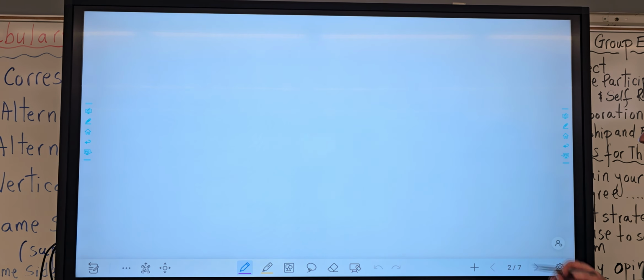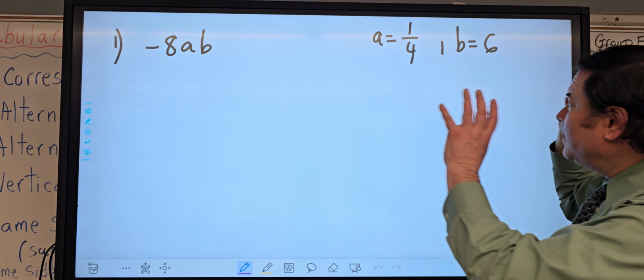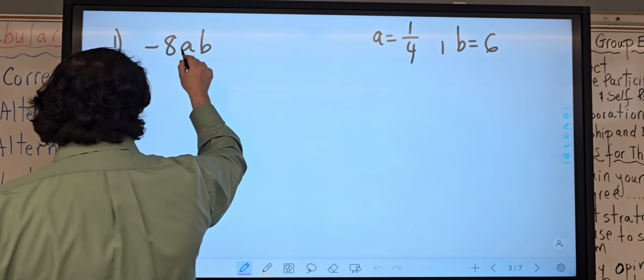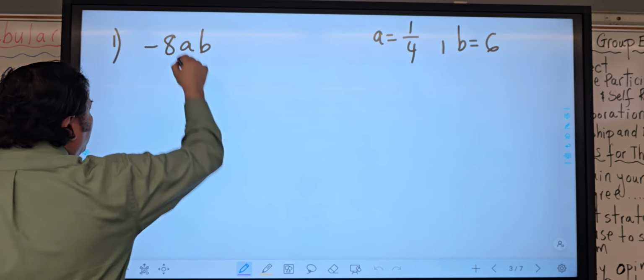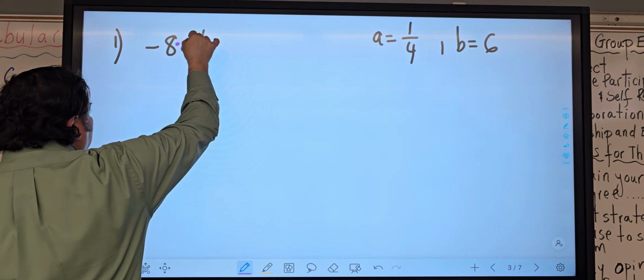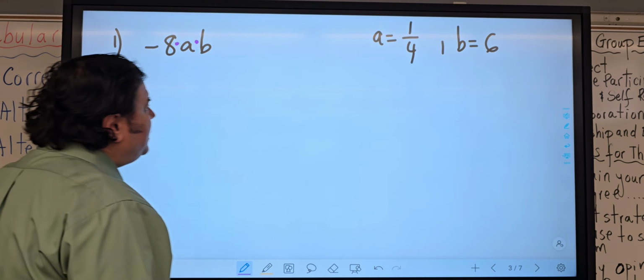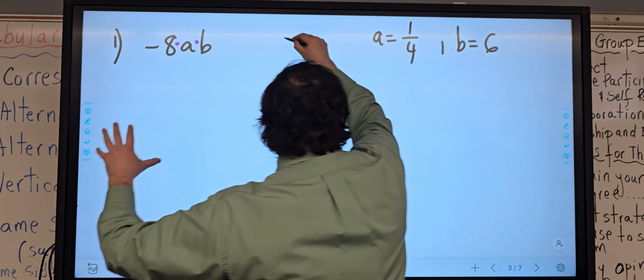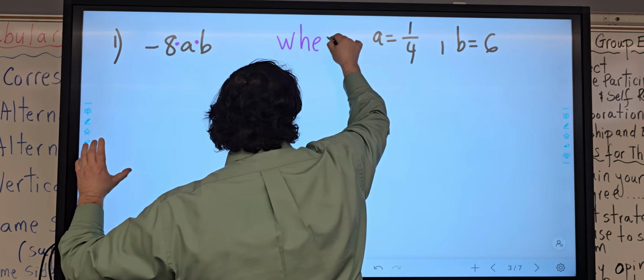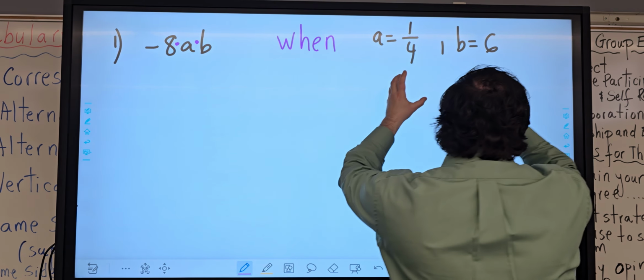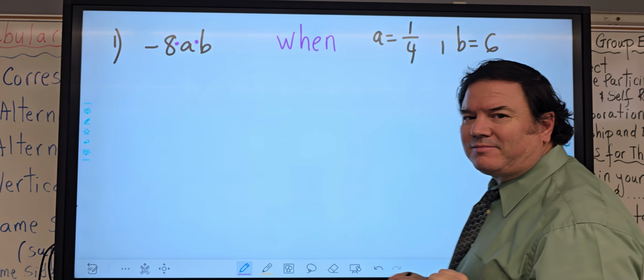Now let's take a look at another example here. Here we have negative 8ab. Remember, negative 8 times a and times b, that's what it means. And then we have to evaluate this when a equals 1 over 4 and b equals 6.